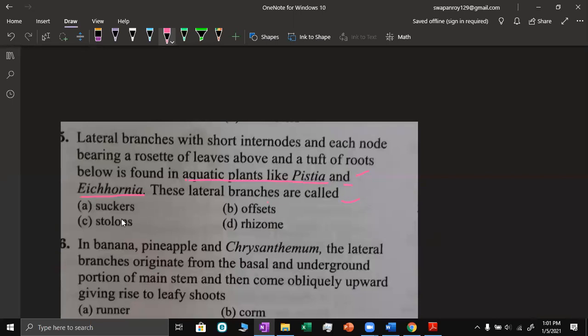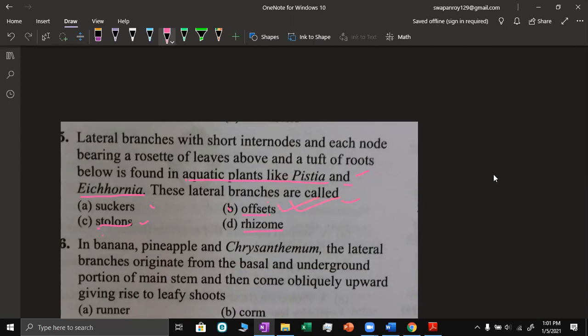all of these, sucker, offset, stolon, are the subaerial modifications. This rhizome is an underground modification, and all these are subaerial modifications. Okay, this one is offset.